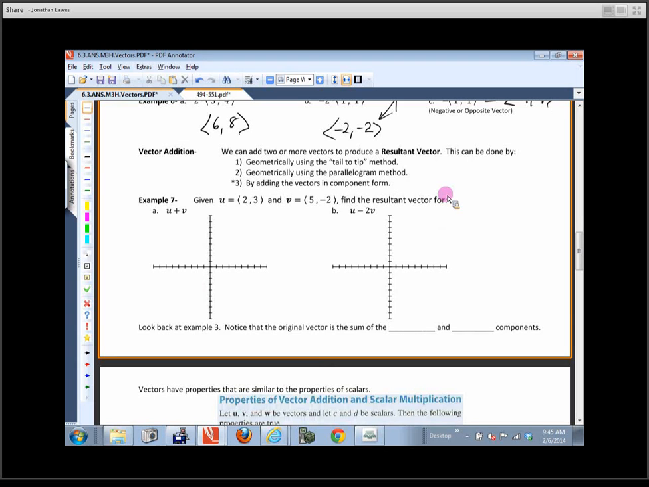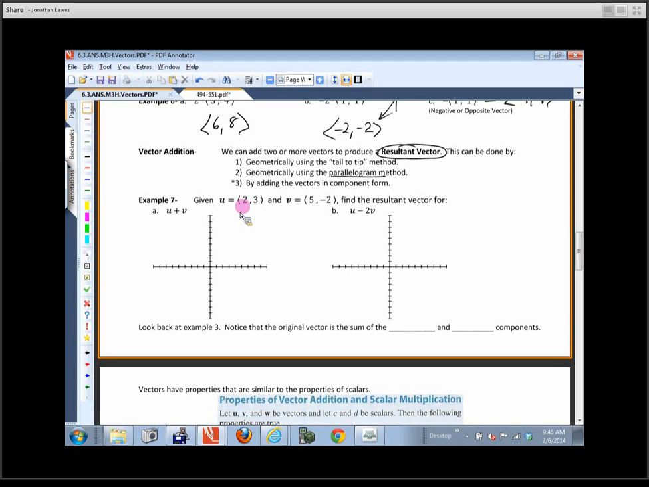Okay, so this is called vector addition. Okay, and this is where it starts to get a little bit interesting and where we can actually apply these. There are a couple different ways that we can add vectors together and get what we call a resultant vector. So if somebody says resultant vector, it's just the result of adding or subtracting or doing scalar multiplication with some vectors. So we can do this using the tail to tip method, or we can use something called the parallelogram method, or we can just add them in component form. So I'm going to do this one problem and I'm going to do it 3 different ways.